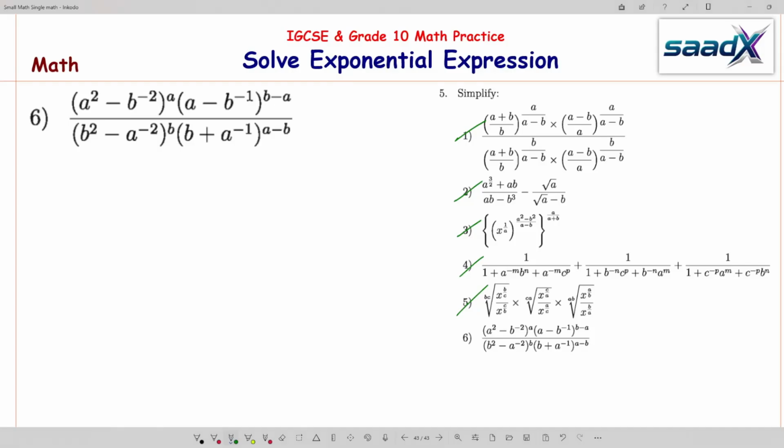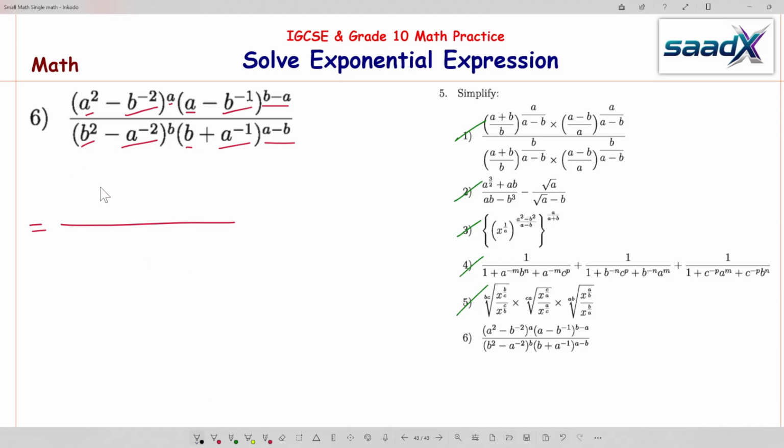Number 6. (a² − b⁻²)^a times (a − b⁻¹)^(b−a), divided by (b² − a⁻²)^b times (b + a⁻¹)^(a−b). So this looks ridiculous, right? How can we solve this one? We have to prove this one step by step.